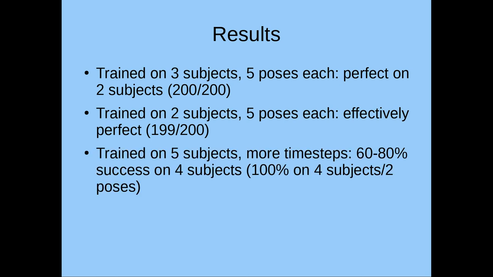So then I tried it on 5 subjects, let it run a lot longer, 60 to 80% success on 4 of them, nothing on the fifth. But if you restrict to two poses, perfect differentiation between four different subjects. So that was kind of interesting. A few days ago, I started on 10 subjects. That's running right now. And it looks like it's basically getting 3 out of 10. So I don't know what that's doing. But this is all first experiment in image recognition, right? All right, so quick wrap up.